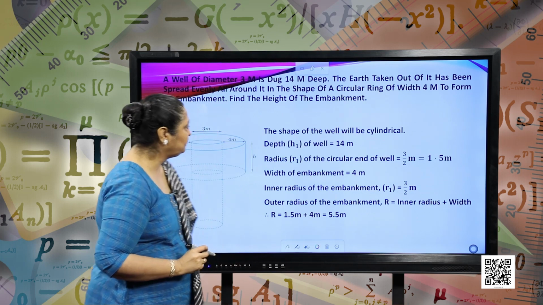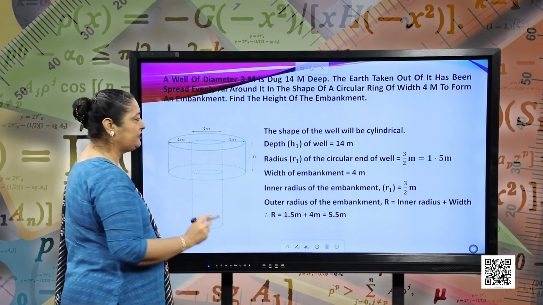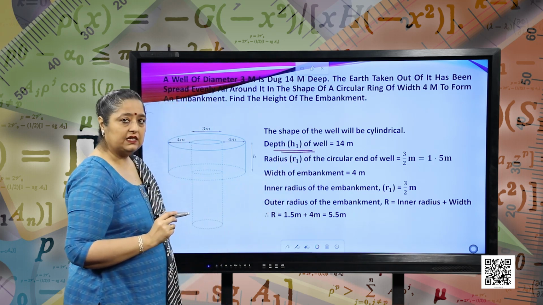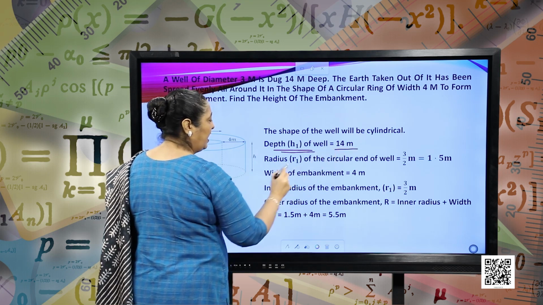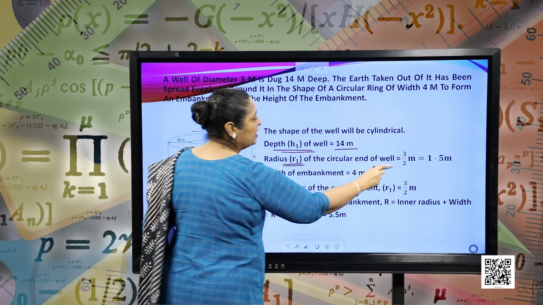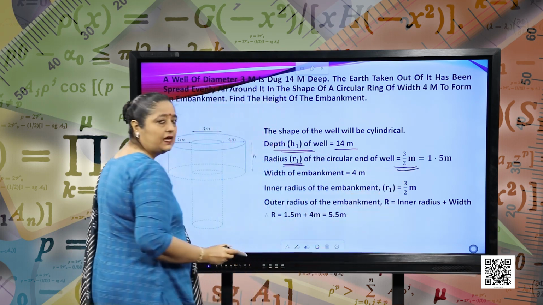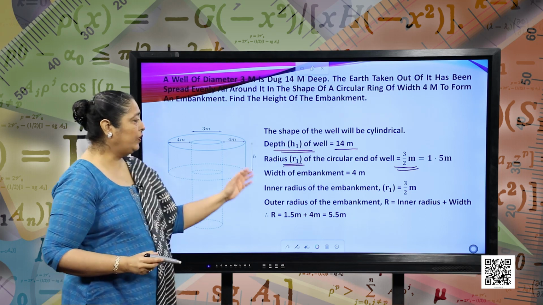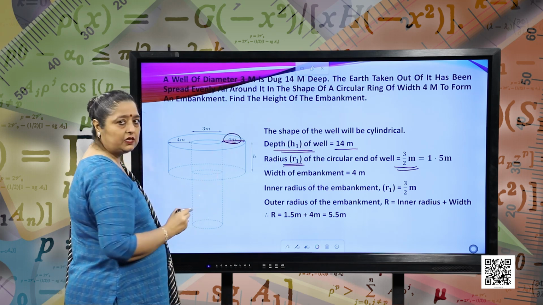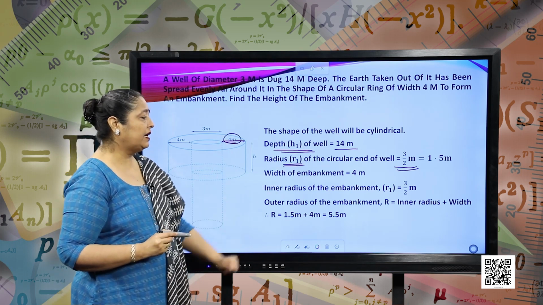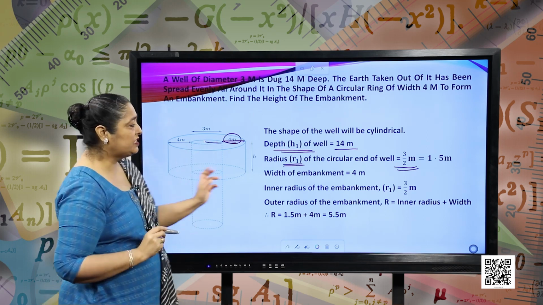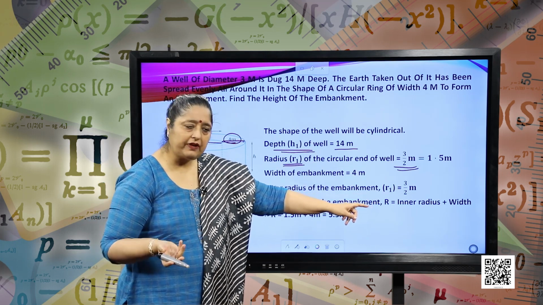So, let us calculate. The shape of the well will be cylindrical. So, depth of the well, or h1, what we call the height, is 14 meters and radius, let us take it as r1, of this circular end is 3 by 2 meters, that is 1.5 meters. Now, width of the embankment is given as 4 meters. Inner radius of the embankment, that is r1, is same as the well, which is 3 by 2 meters or 1.5 meters.